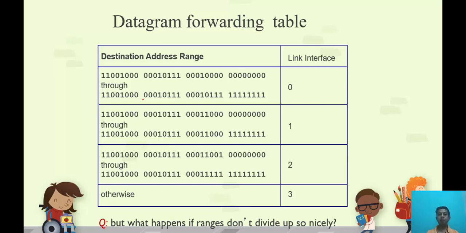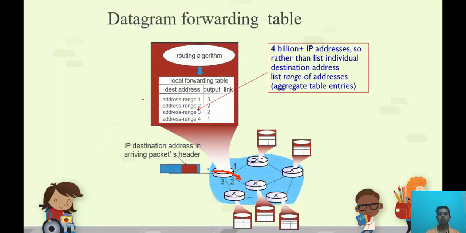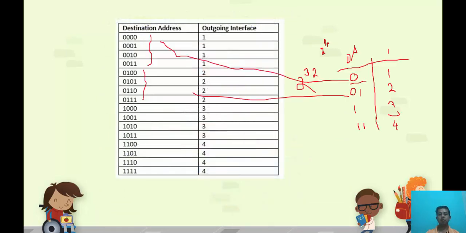But this is an example. It may happen that the ranges do not divide up nicely. Now let's go back to this example, which we have done previously. Okay, now let's take an example. Say I have a packet where the destination address is 0101. Now if you look at this address, and if I look at the forwarding table, this address actually satisfies two entries in the table. It satisfies this one also, because the first bit is 0, and it also satisfies this entry 01, because I have this entry matching. So which one will it take?